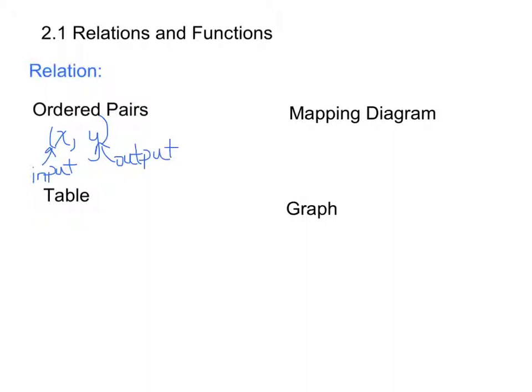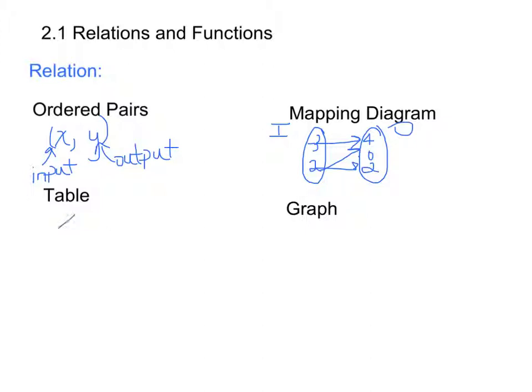Or you can do a mapping. A mapping has arrows that show how each input is paired with each output. So this one would be input. I'll put I for input, O for output.